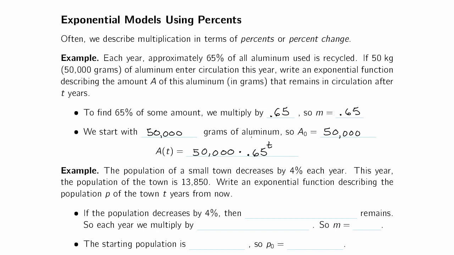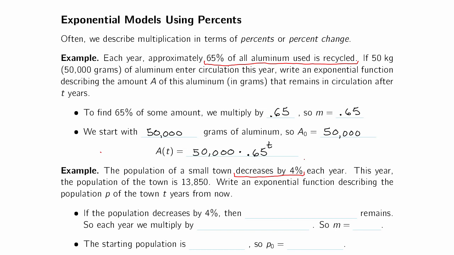This next problem has subtly different phrasing that you might miss if you're not reading all the words. The last problem said 65% of all aluminum is recycled. That means that we keep 65%. The next problem says the population of a small town decreases by 4%. And this phrasing, decreases by 4%, is the key phrase. The population of a small town decreases by 4% per year.